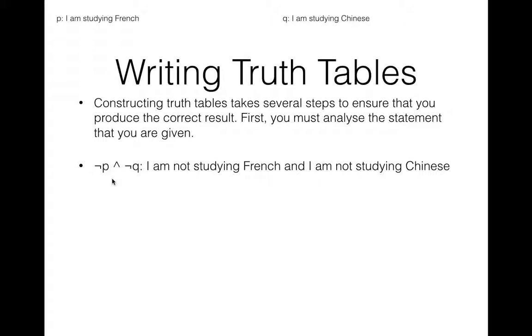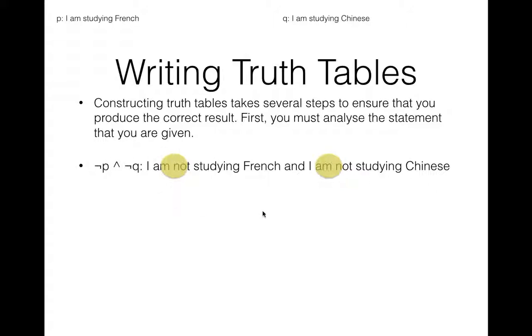So looking at this statement, we've got not P, then we've got a conjunction and not Q. So P up here is I am studying French and Q is I am studying Chinese. So here I have the statement I am not studying French and I am not studying Chinese. So how do I go about writing a truth table to show this? Well, first of all, those little yellow markers should be on the nots. Not is the first thing I need to do, not and not.